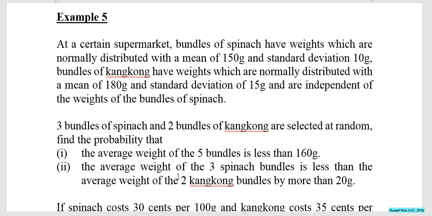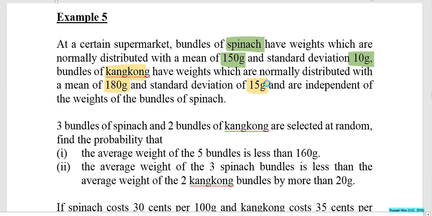That is recorded. Example 5. Bundles of spinach. Let's use green color. You have mean 150, standard deviation 10. Kangkong, also green color, but never mind. 180 and 50.